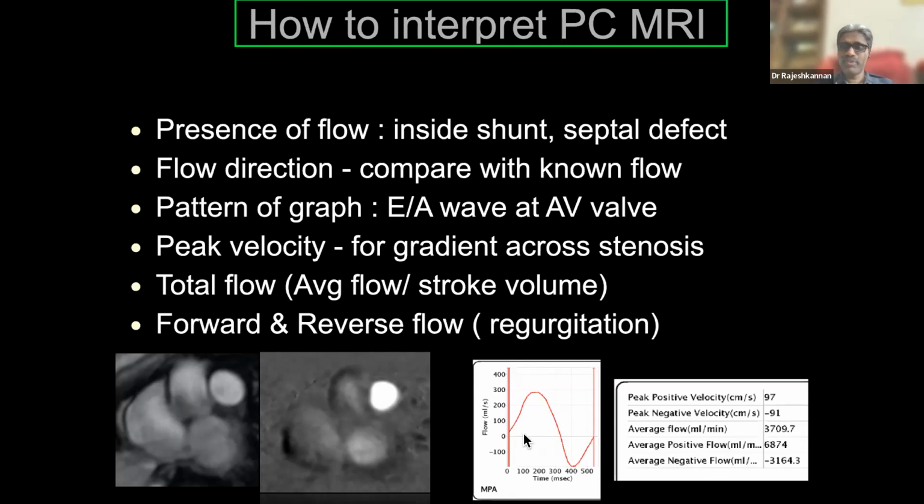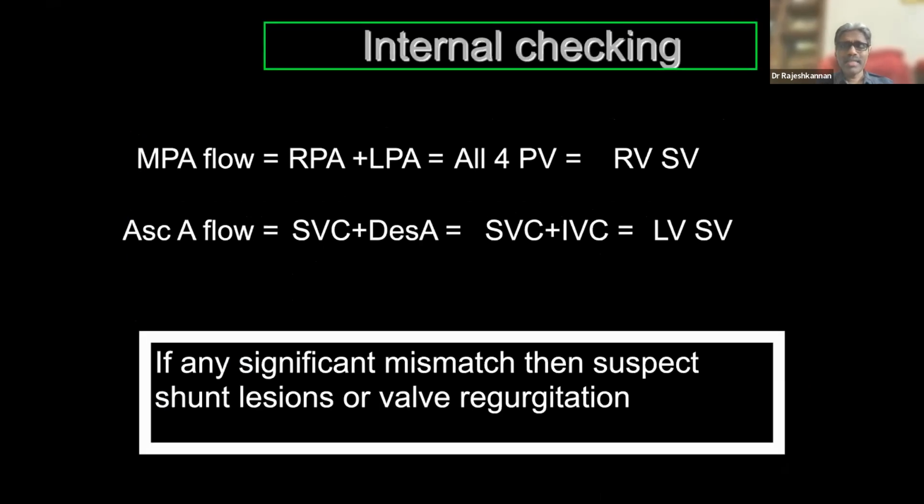So we get a lot of information using these phase contrast flow studies. Another important thing is that we have to always internally check that the numbers you are getting match with each other. In general, the main pulmonary artery flow should match the RPA plus LPA flow, which should be equal to all four pulmonary venous flows, which should be equal to the RV stroke volume. A similar thing is applicable on the left side. You need not do all the flows for each and every case, but whenever you are doing them, make sure that they are all internally matching.